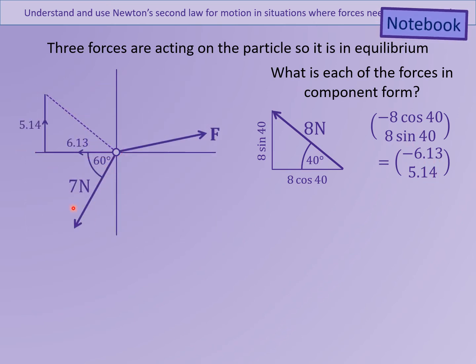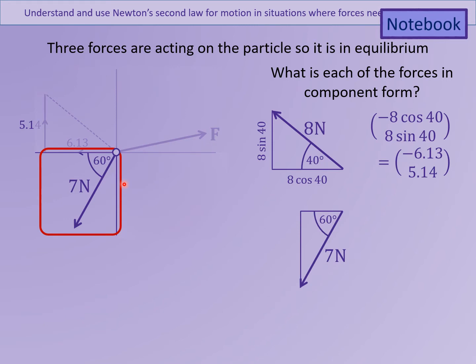So the 7 newtons acting at an angle 60 below the negative i line. So I've got this. How's that help me? Well, now I can work out these two bits. So this one's connected, so it's 7 cos 60, and this one's separate, so it's 7 sine 60. I need to go back, 7 cos 60. I need to go down, 7 sine 60. So I can fill both of those in.